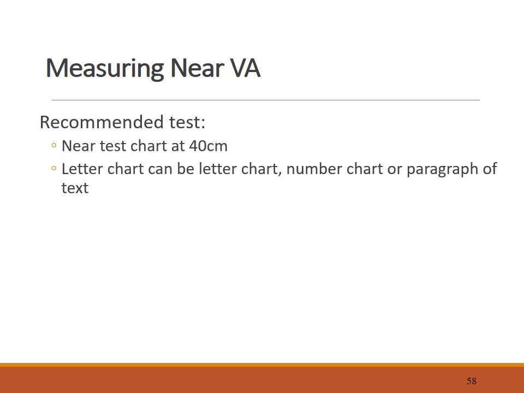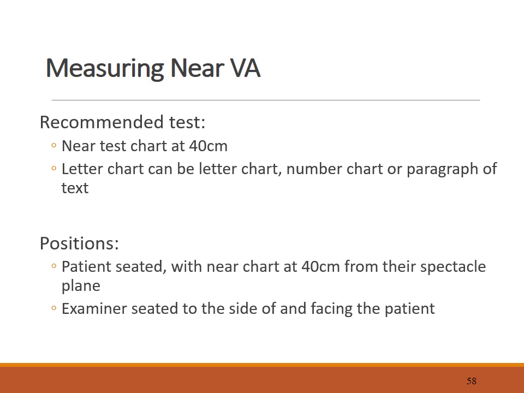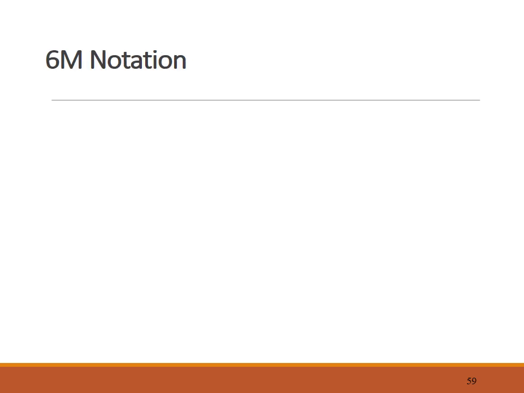Measuring the near VA. Recommended test: the near test chart at 40 or 33 cm. The chart can be a letter chart, number chart, or paragraph test. Position: patient seated with the near chart at 40 cm from their spectacle plane. Examiner seated to the side and facing the patient.